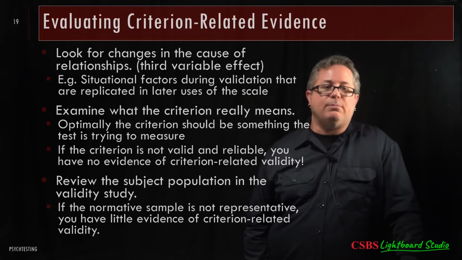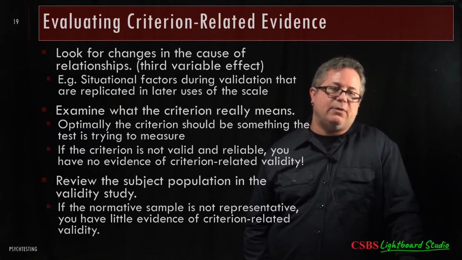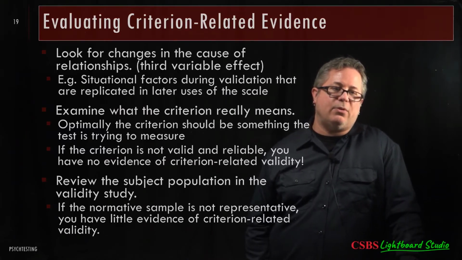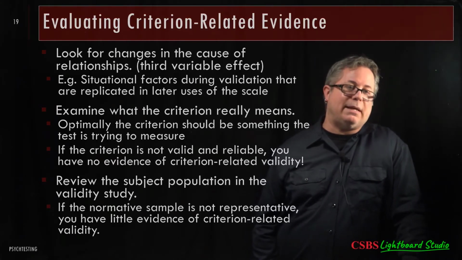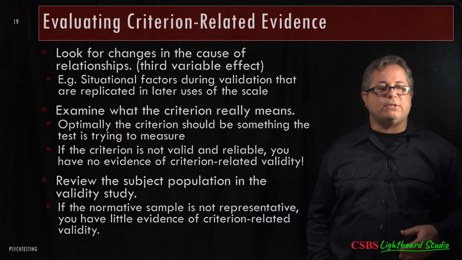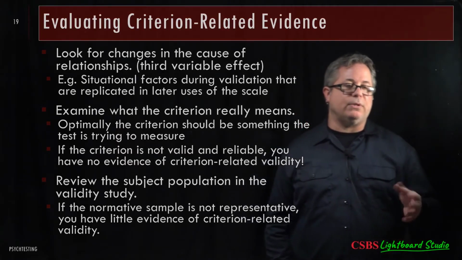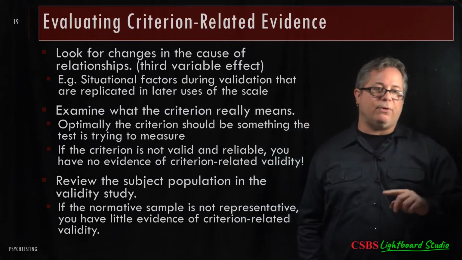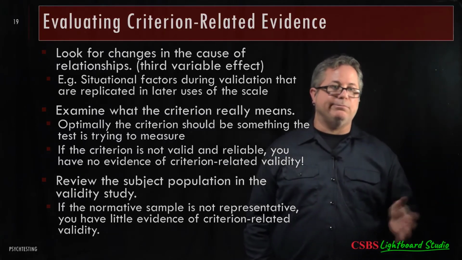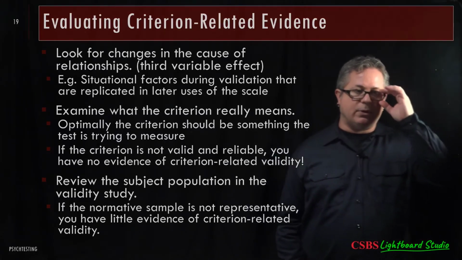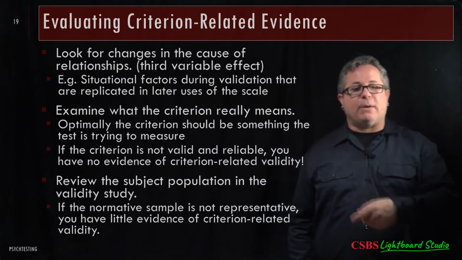Examine what the criterion really means. Ultimately, the criterion should be something the test is trying to measure. If the criterion is not valid and reliable, you have no evidence of criterion-related validity. That's another way of saying if your criterion is bad, then trying to establish criterion-related evidence for the scale is not going to work very well. Again, we learned that things with poor reliability don't correlate very well. So if you have a criterion with poor reliability, you're not going to be able to correlate with it very well. It's going to look like your scale has poor validity.